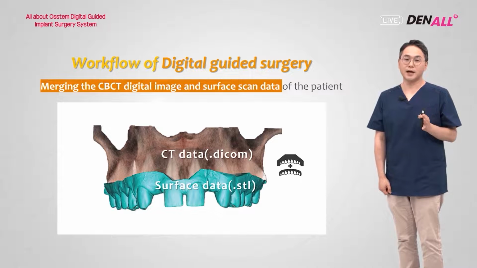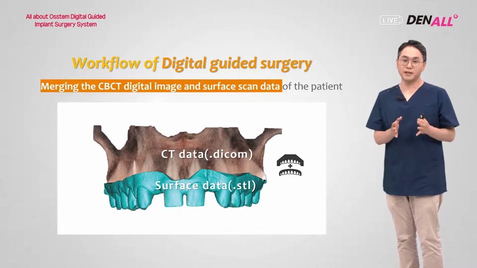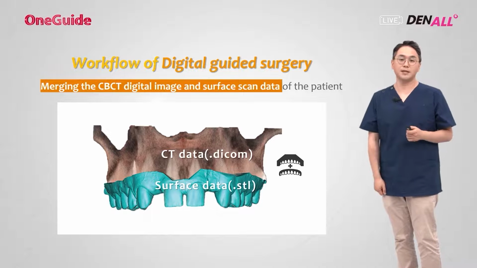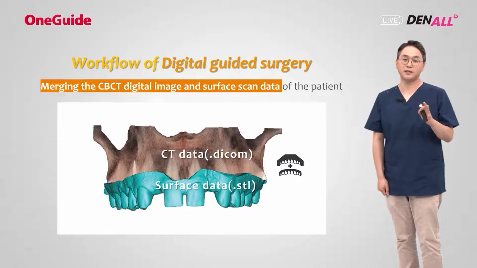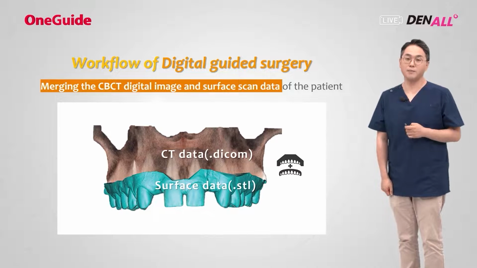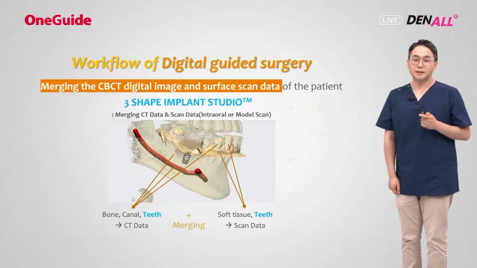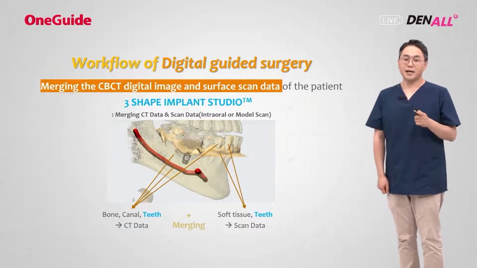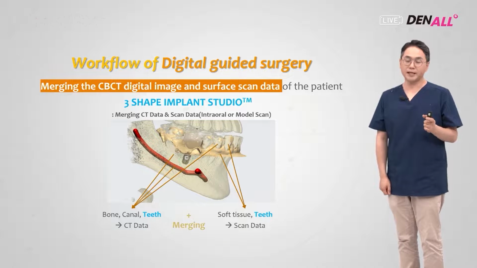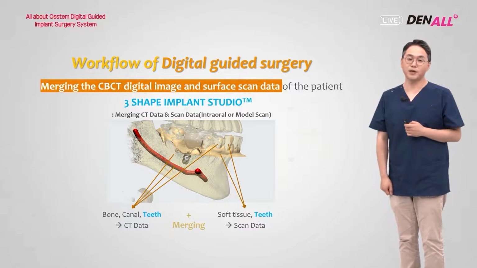Implant placement planning is done on CT data, and a surgical stent is made on surface scan data. If this goes wrong, the implant placement position becomes wrong. Merging is a very important first step. As I told you, by superimposing teeth, the CT data and intraoral scan data, or surface data, are merged.